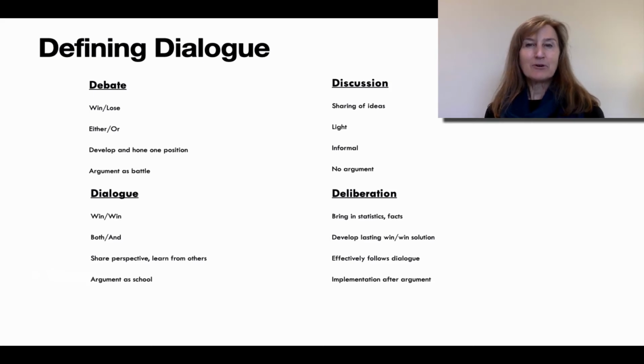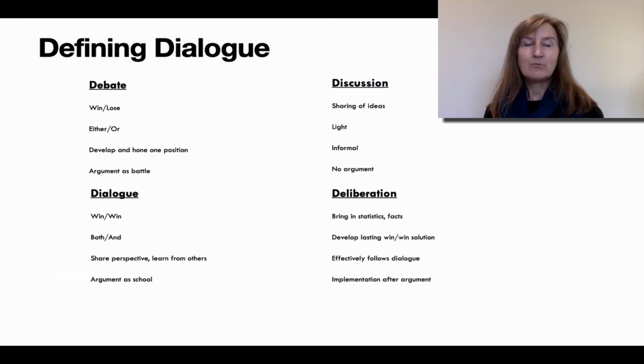At every moment, there are 4 different types of conversation. One, we might find ourselves in a debate, win-lose, where we're trying to gather our position and make it the superior. Debate, as we've discussed at the beginning of the course, uses the metaphor argument as battle. 2, we may be just discussing and it's light and there's no argument.